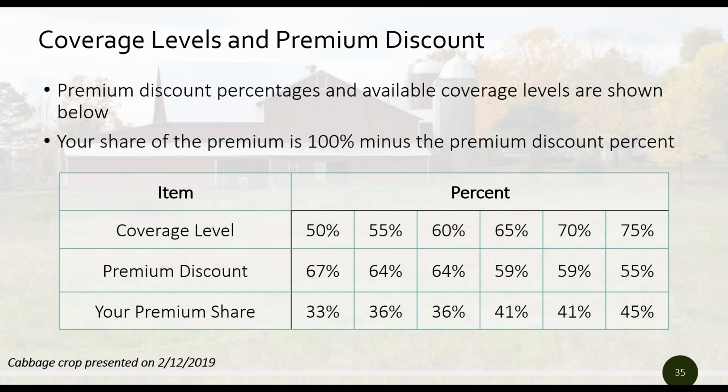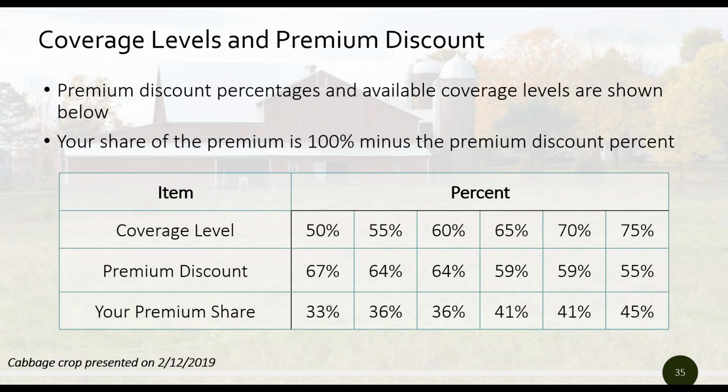Now let's discuss coverage levels and premium discount. Premium discount percentages and available coverage levels are shown in the chart below. Your share of the premium is 100% minus the premium discount percent. So let's take a closer look at the table. Coverage levels range from 50% to 75% of your average yield and are subsidized as shown in the premium discount line. For example, an average actual production history yield of 300 hundredweight per acre results in a guarantee of 150 hundredweight per acre at the 50% coverage level.